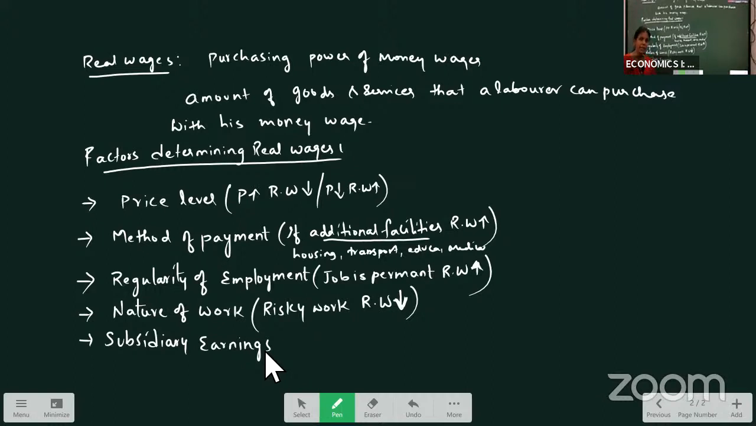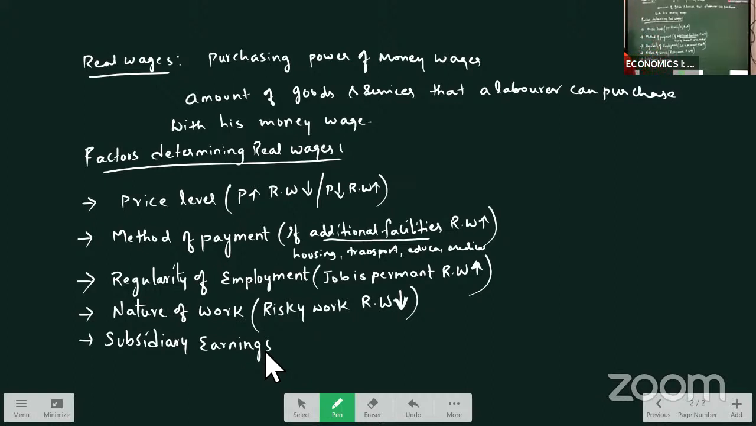When he receives an extra income, like rent on a building, or agriculture land he is having, from agriculture land he will earn some money. Okay, or he has given some money to someone else, interest he will receive on that. So that additional income other than your money wages is called subsidiary earnings. When a person is having subsidiary earnings, his real wage will be high.